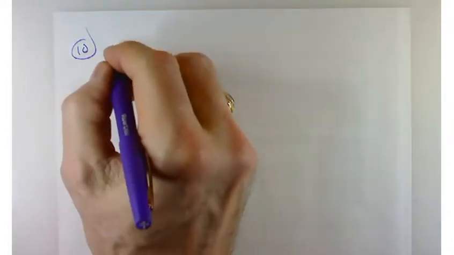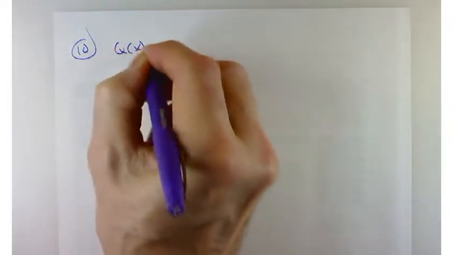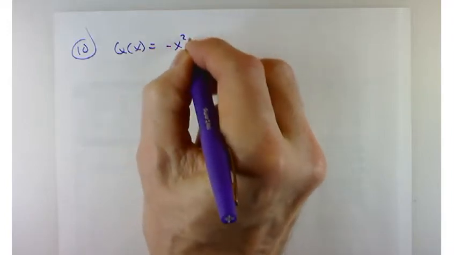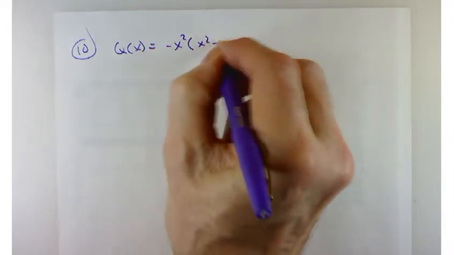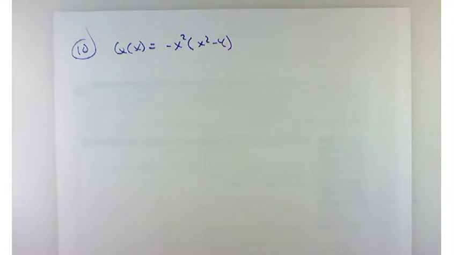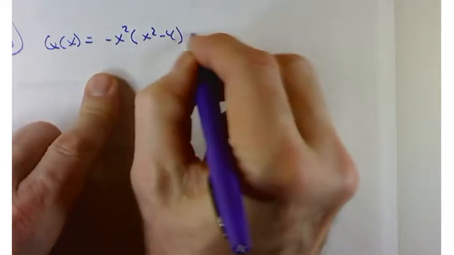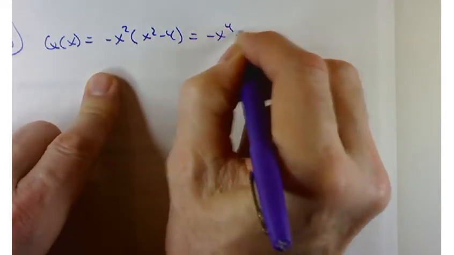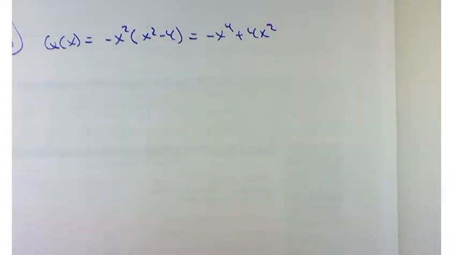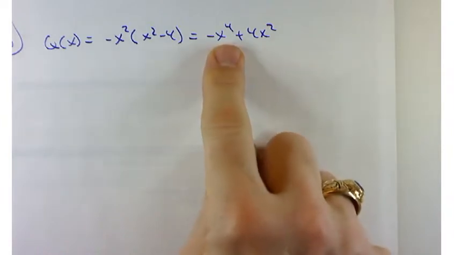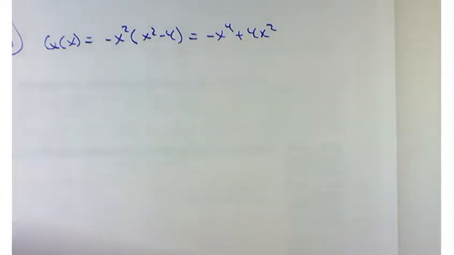Problem 10 looks like this. Q of x is negative x squared times x squared minus 4. And if you were to distribute this, I'd get negative x to the 4th plus 4x squared. The only reason I want to distribute that is to give us a good look at what this polynomial is, so we can decide what its end behavior is.